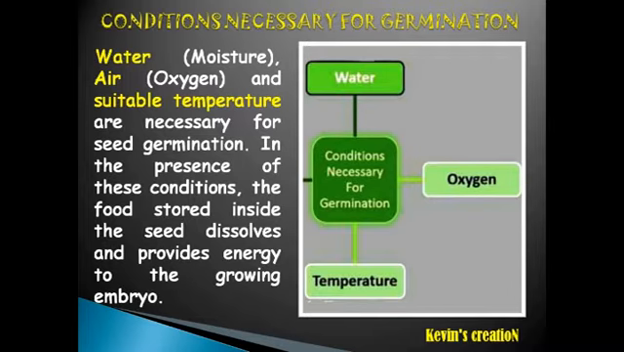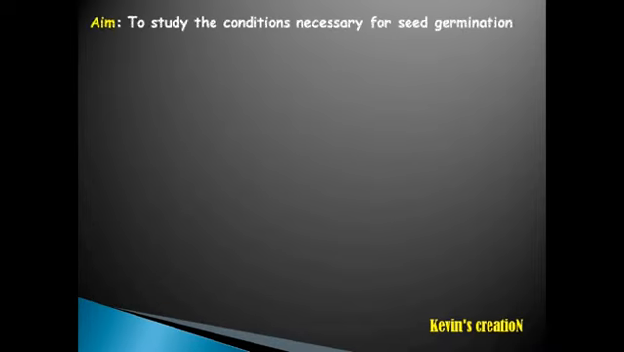If these three conditions are not there, then the seed will not germinate. Even if one condition is not there, the seed will not germinate. We'll be studying all these conditions, and we'll prove that in the absence of any one of these, germination will not take place. First, we are going to study the conditions necessary for seed germination, so we are going to do an experiment.